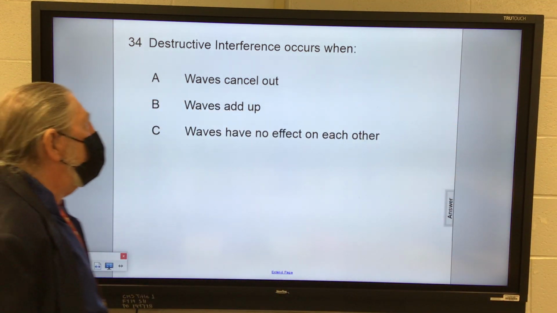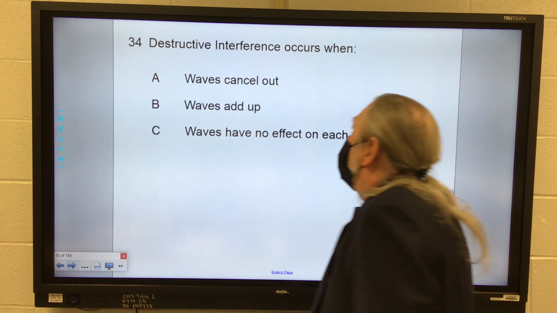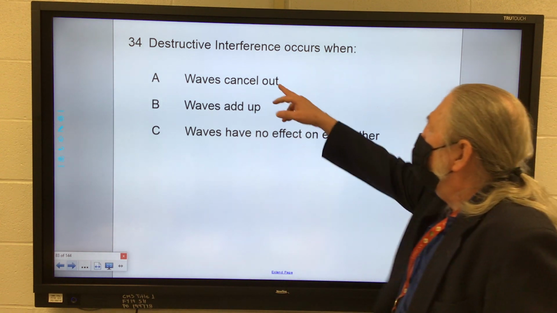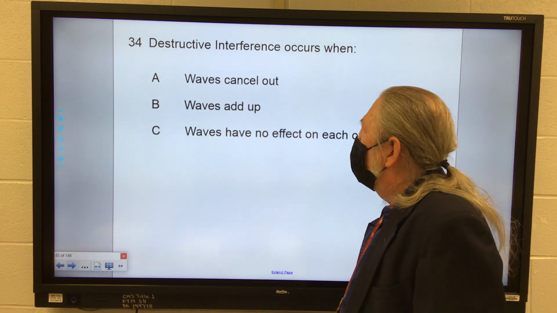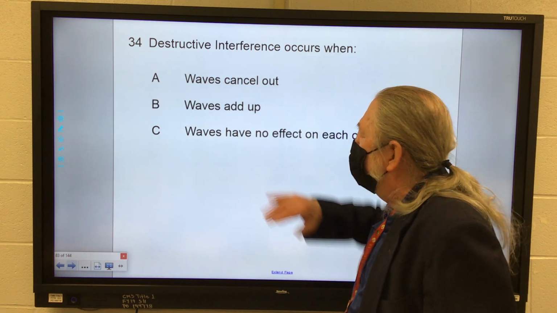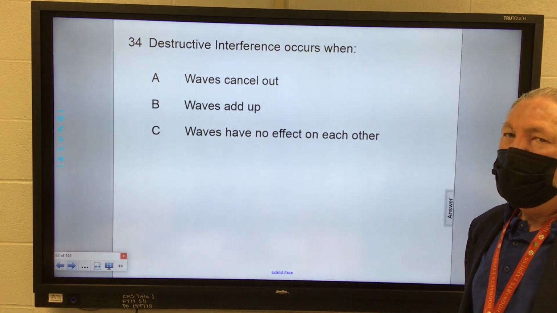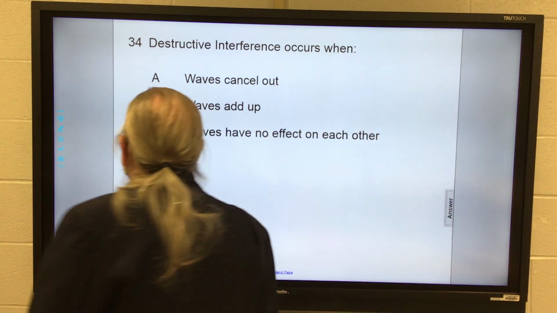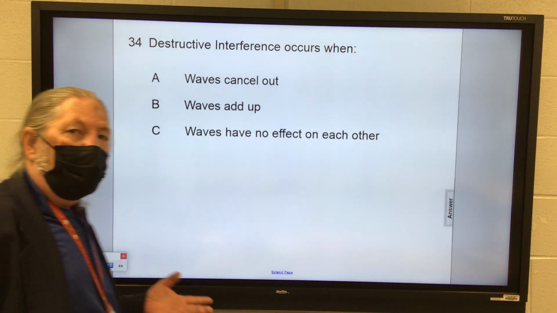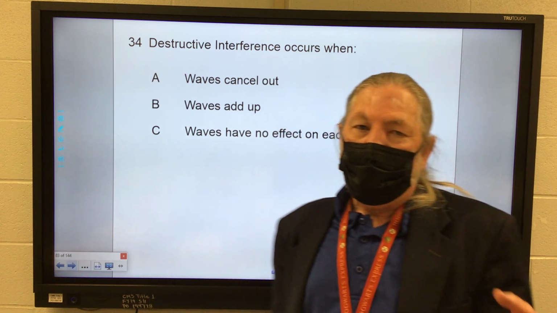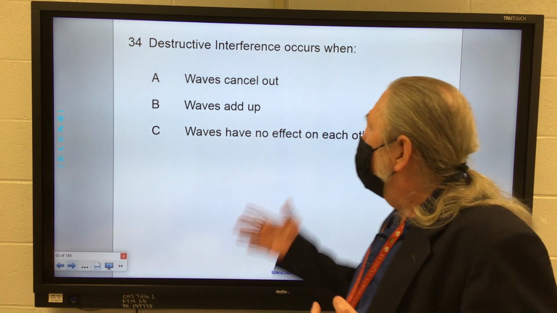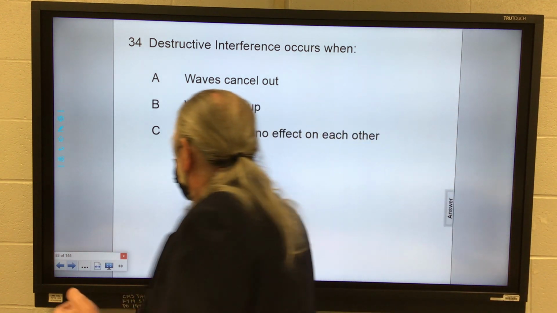Okay, so let's go to the next one here. How about destructive? This occurs when what? When they cancel out or they add up? Mark your answer, A or B. Can't choose C. Everybody got an answer? Okay, I'm gonna move on. You at home, you can go back to your slide, through your slides, and get this information here, okay?